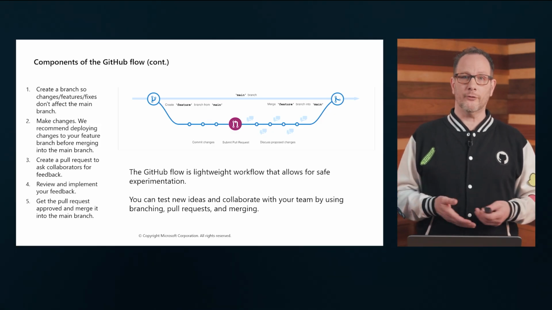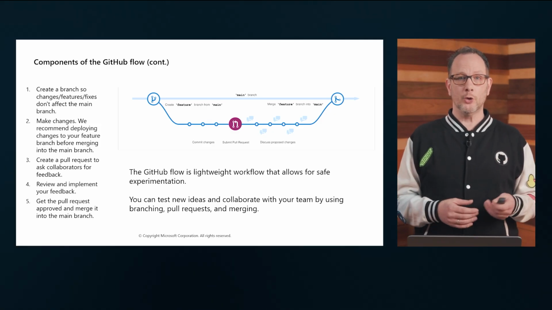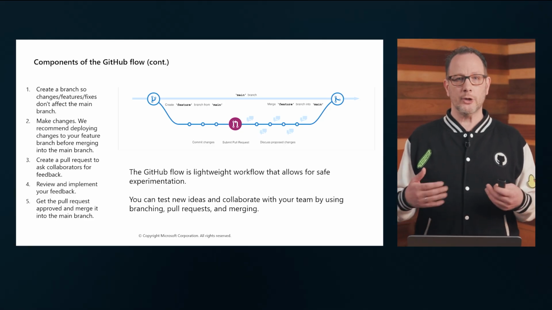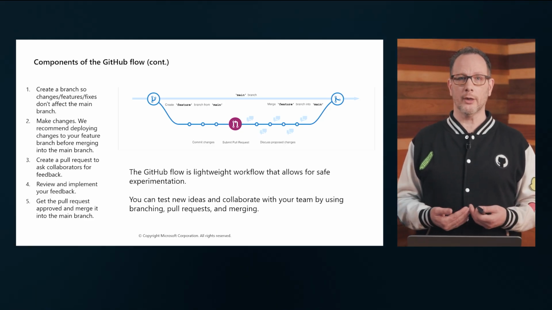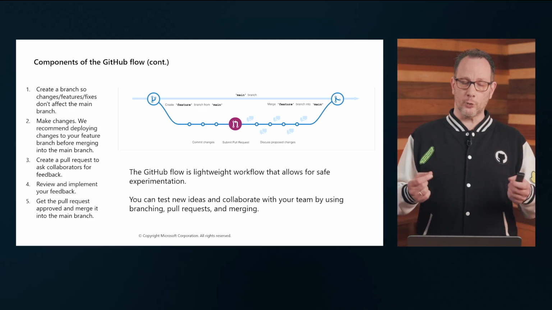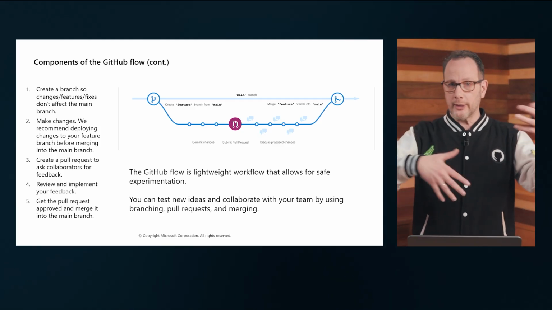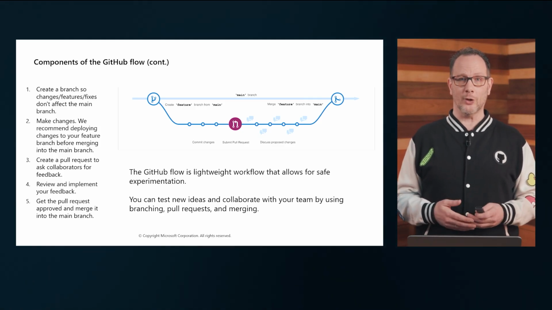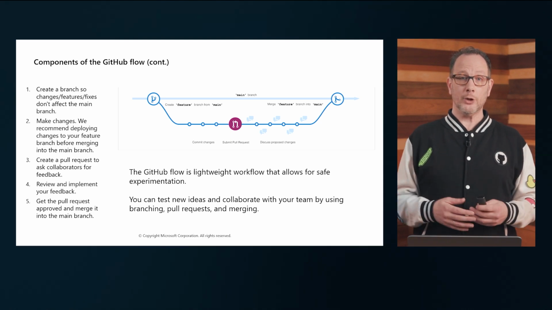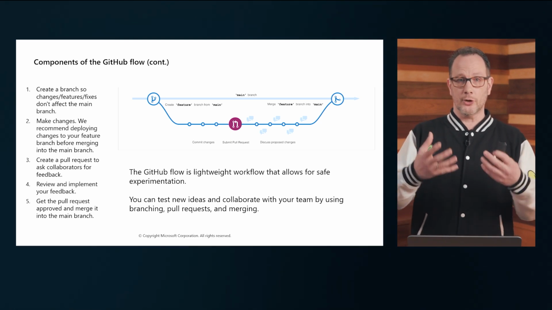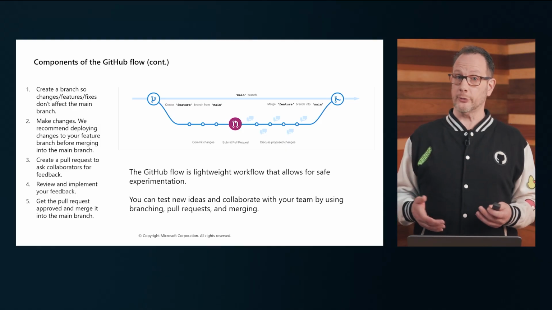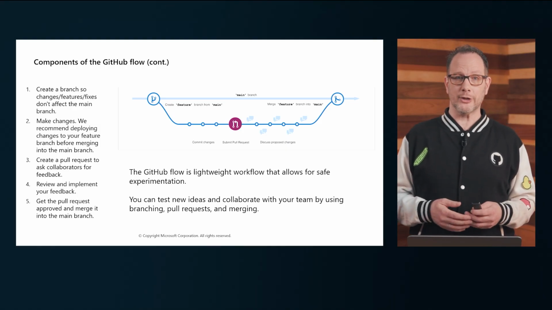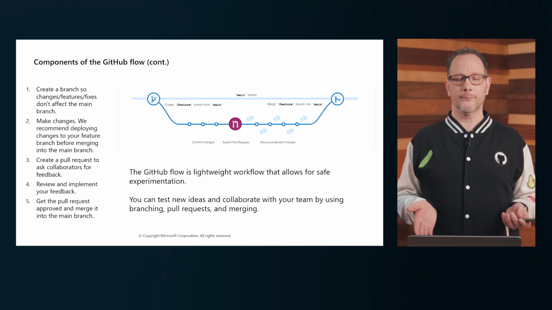Then after you've finished working on your branch, you open a pull request to ask your team to review your work. This step is crucial because it really brings collaboration into the workflow, where your teammates can comment, suggest improvements, point out issues, and then eventually approve the changes when everything looks good.